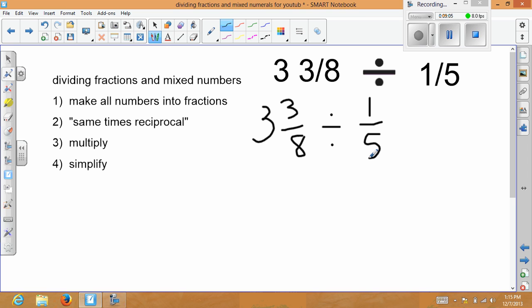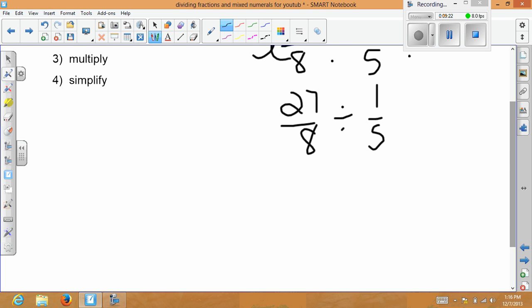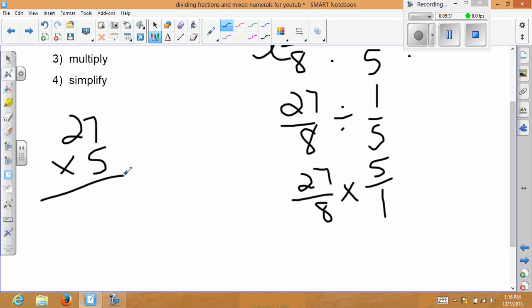All right, so what we're going to do now is I'm going to do these problems and you're just checking yourself. So once again, multiply 27/8 divided by 1/5. Same times reciprocal. So I'm going to keep the 27/8 the same. And I'm going to write the reciprocal of 1/5, which is 5/1. Then I'm going to multiply 27 times 5. 7 times 5 is 35. Carry my 3. 10 plus 3 more is 13, so it's 135 over 8.